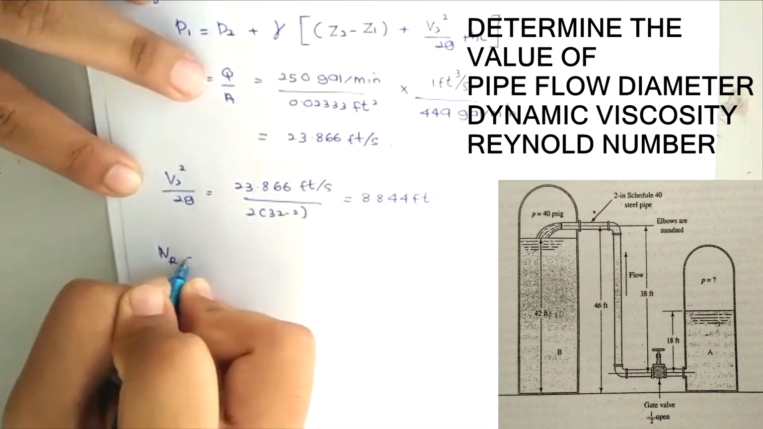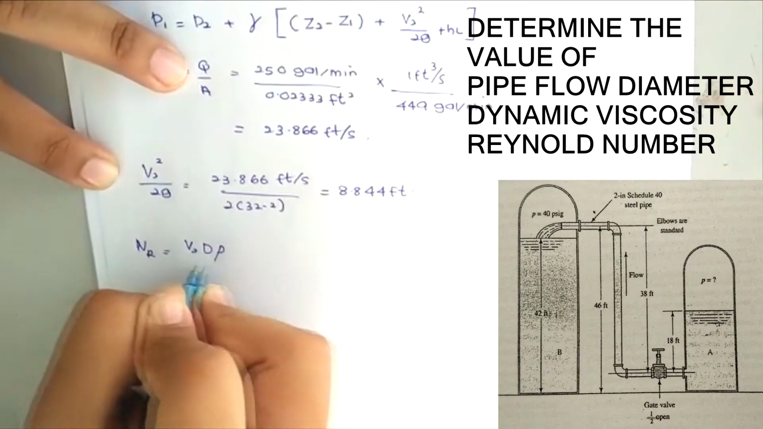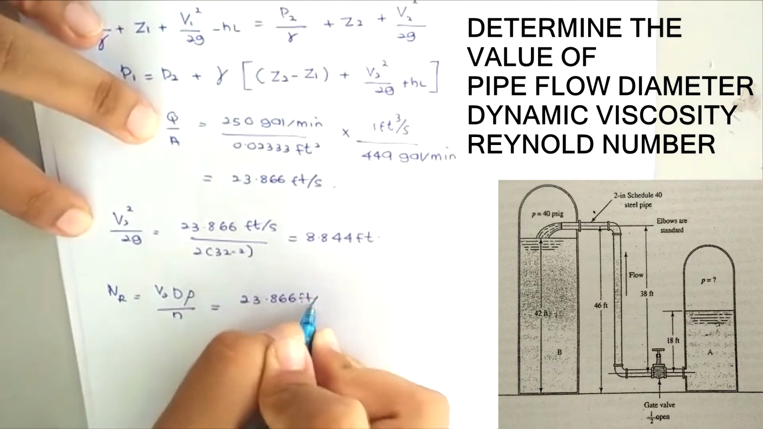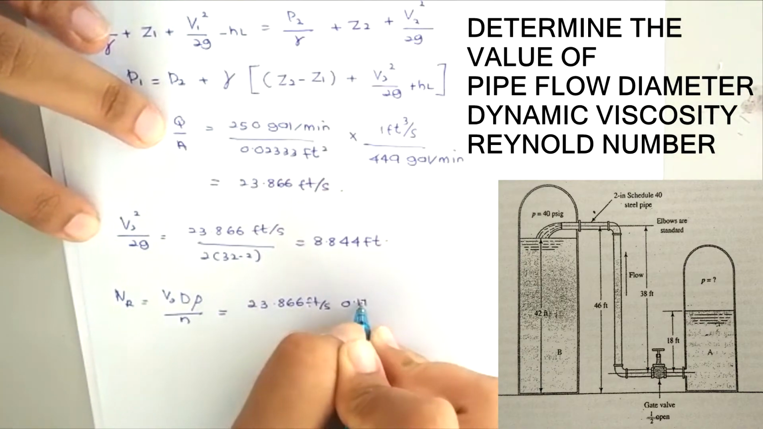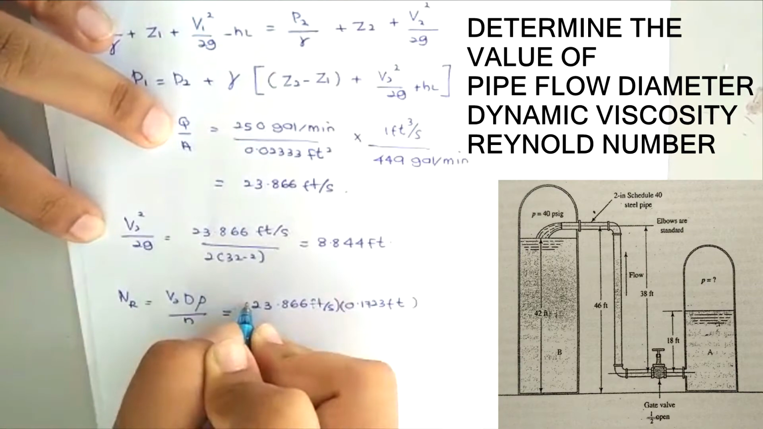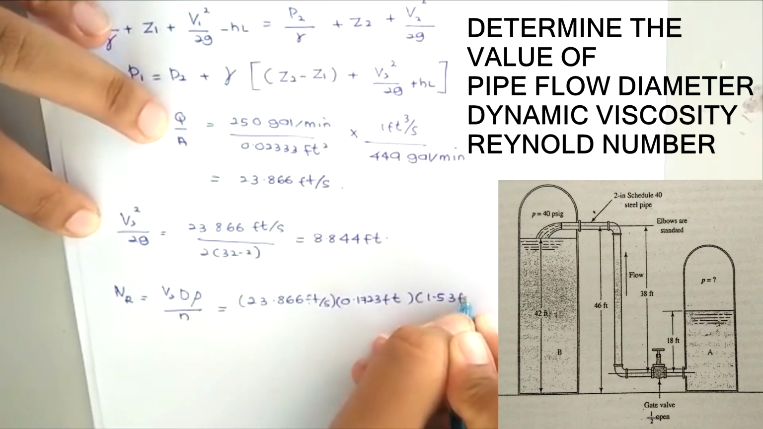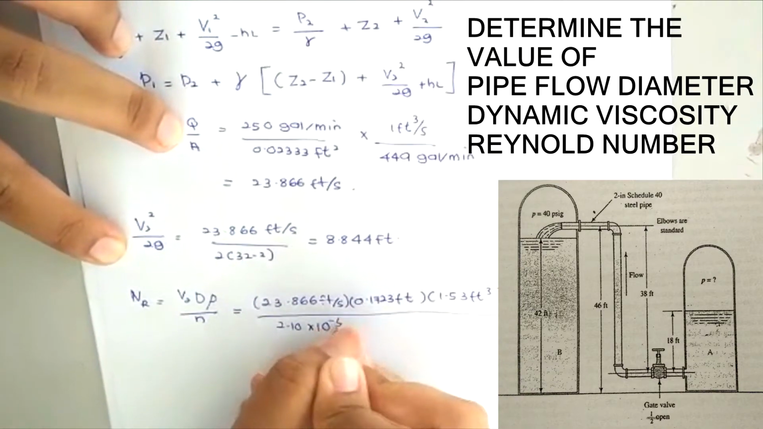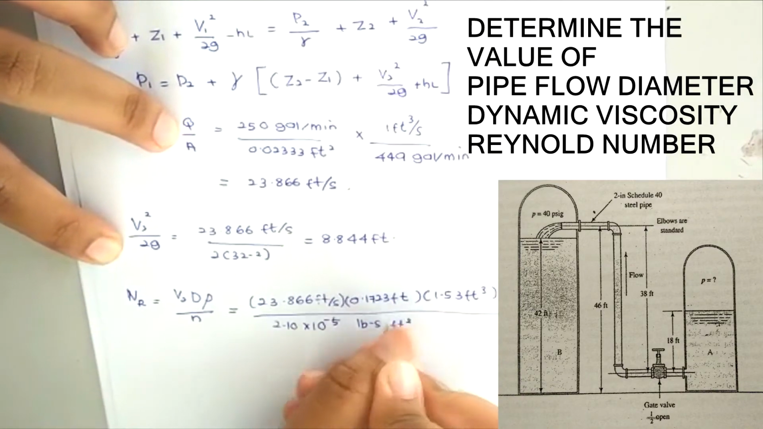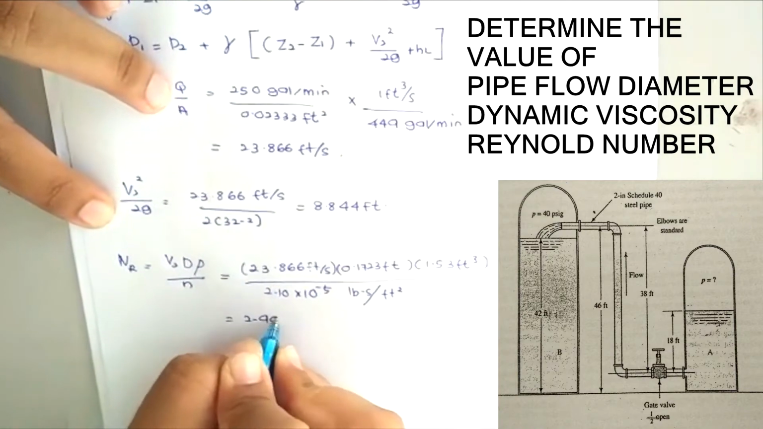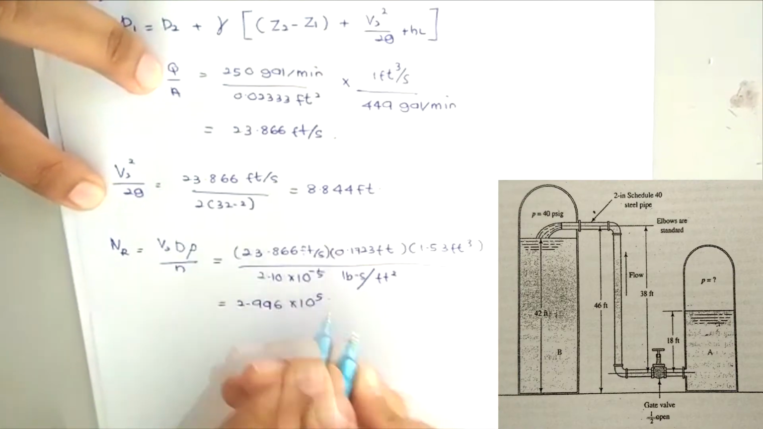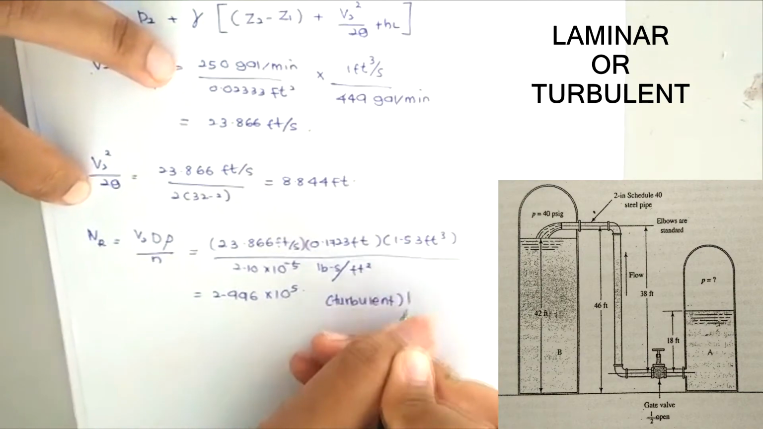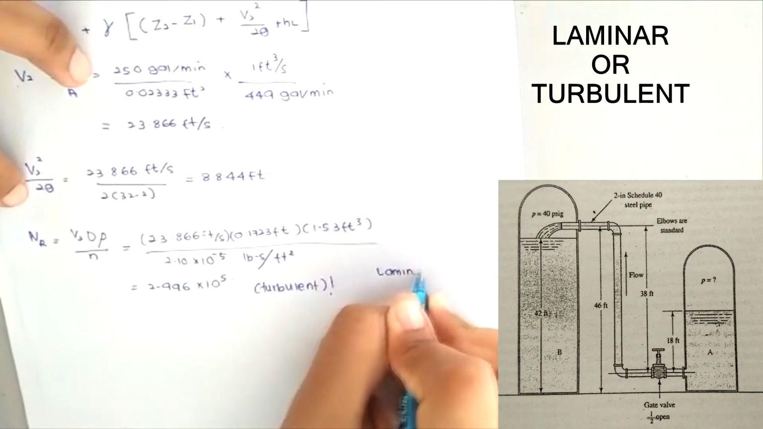Next, we find the value for Reynolds number by using the formula. The value of inside diameter D can be obtained from appendix F, while the density of ethyl alcohol and dynamic viscosity of ethyl alcohol can be obtained from appendix B. Since Reynolds number is greater than 2000, it means the flow is turbulent.